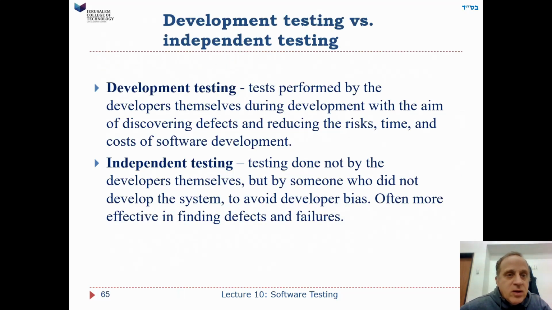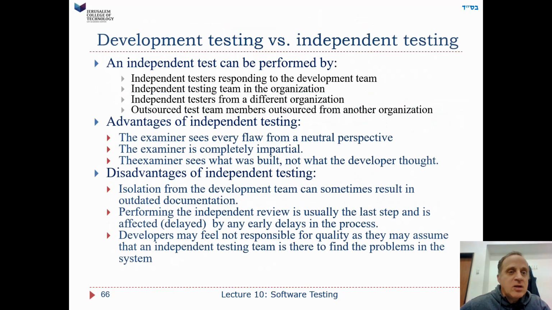Okay, development testing versus independent testing. Development testing means that the developers themselves, during the development process, try to discover defects to reduce the risks, time and costs of the software development. Because if we can find the risk early on, we can save a lot of time. Then independent testing is done not by the developers themselves, but by someone who did not develop the system, to avoid developer bias or author bias. Often more effective in finding defects.